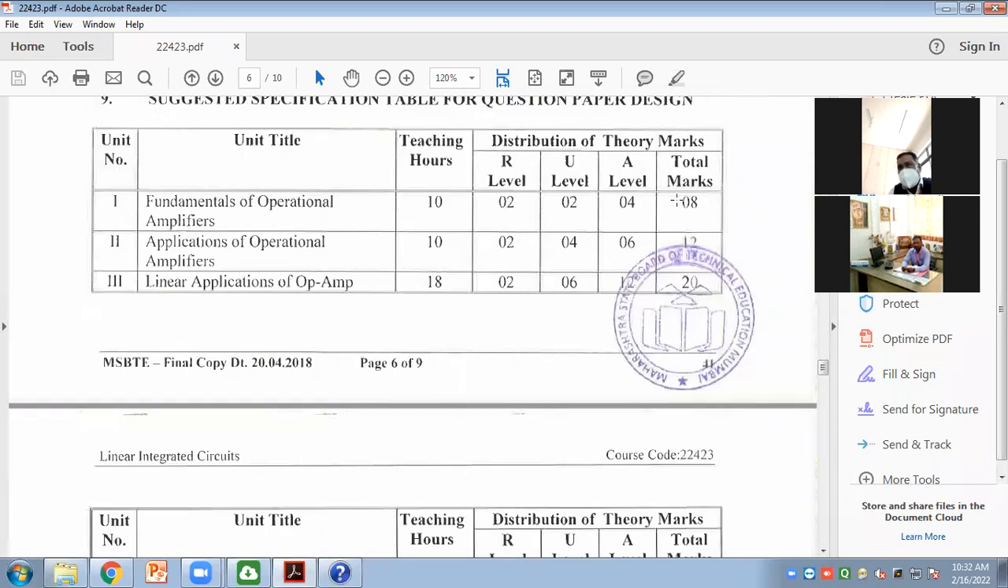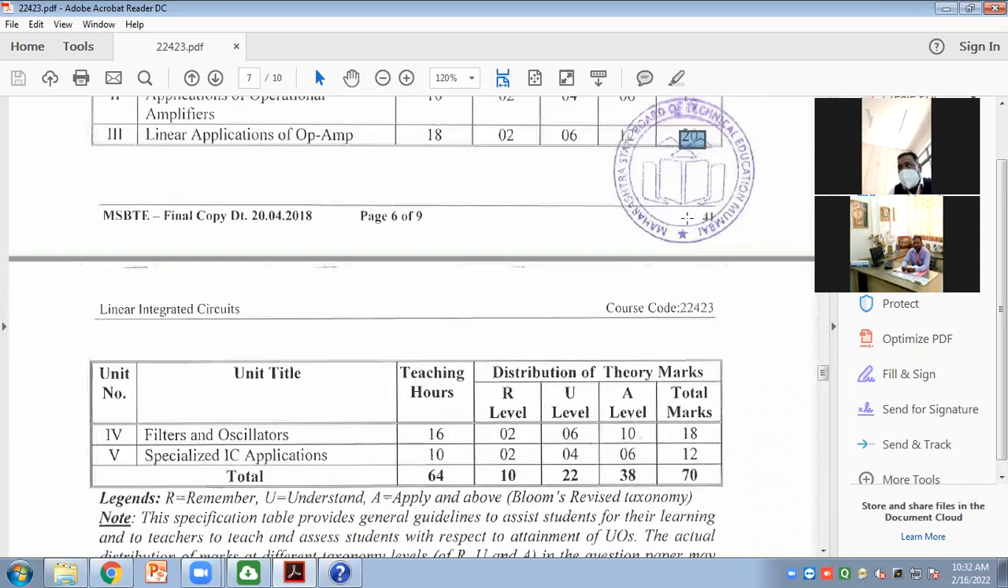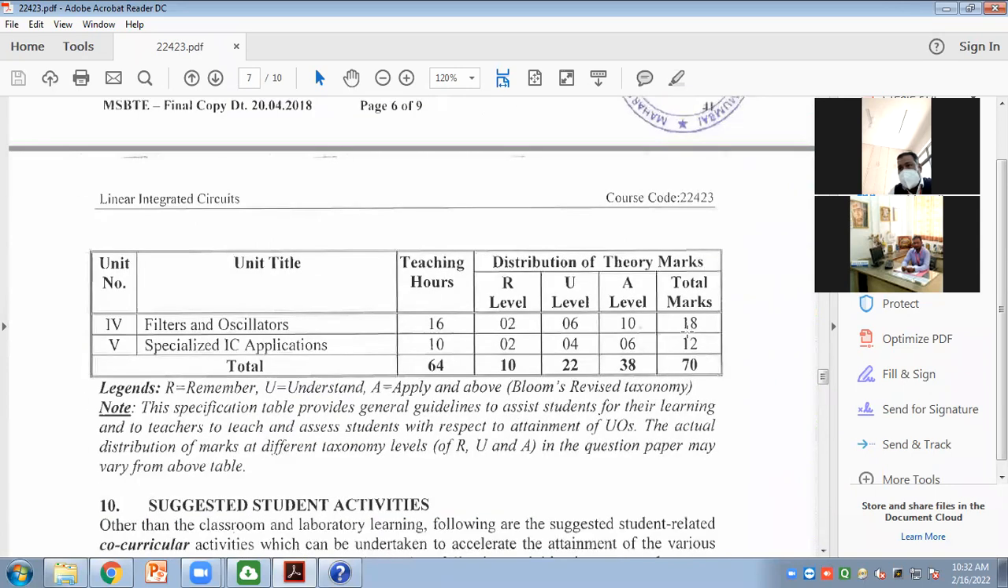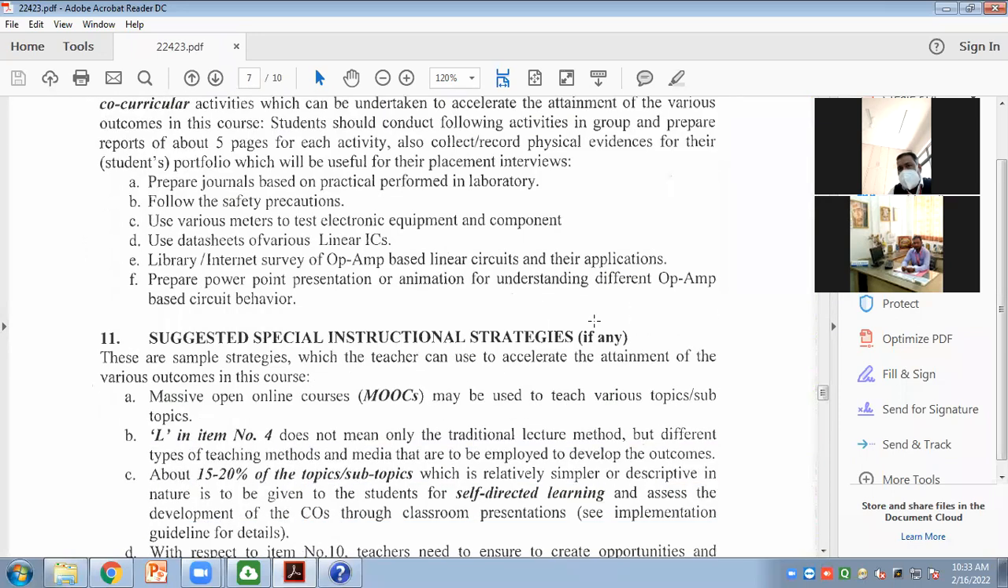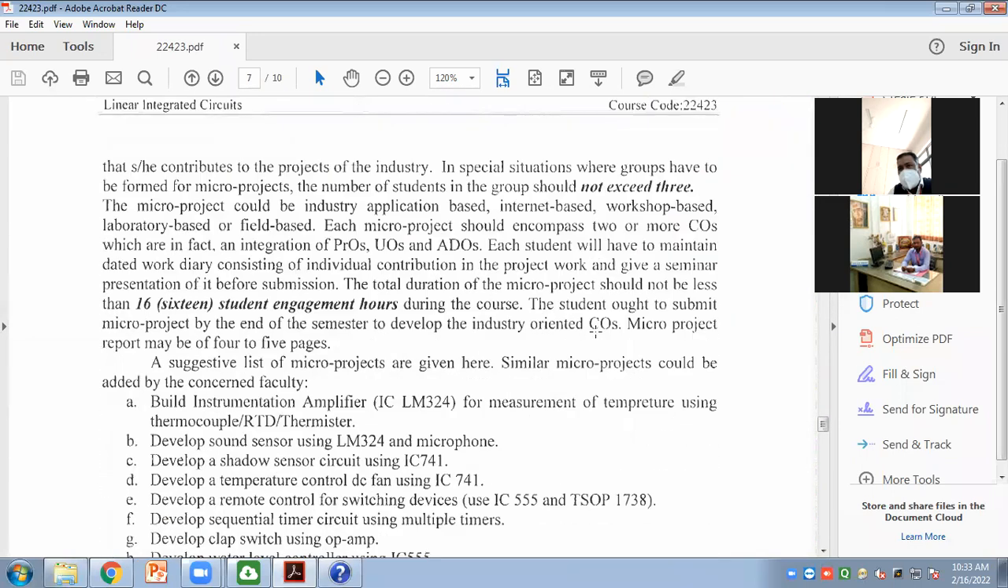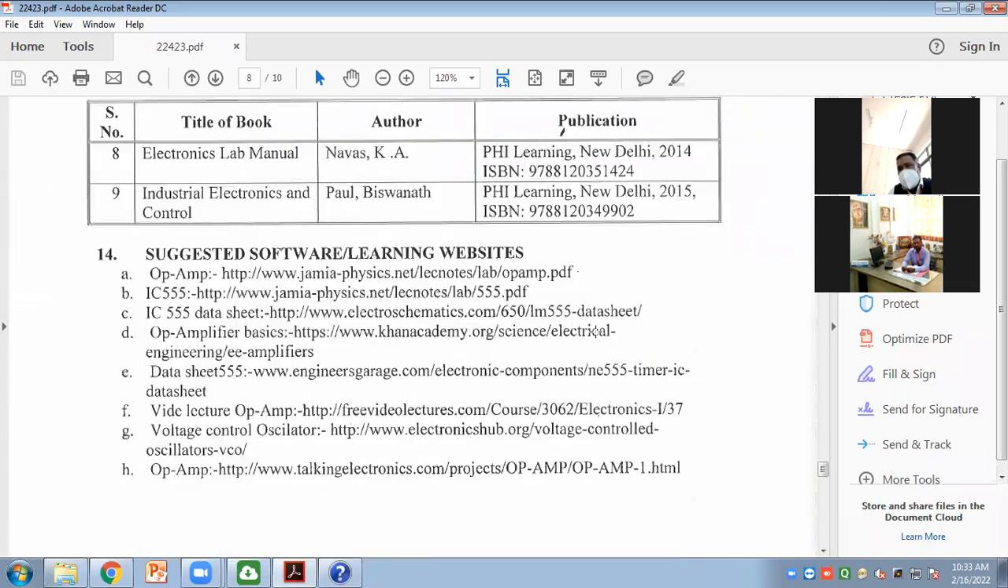Now this is the weightage for the individual units. The first unit covers 8 marks, the second unit covers 12 marks, the third unit, that is the linear applications, like zero crossing detector and everything, covers 12 marks. Then filters and oscillators cover 18 marks. Specialized IC covers 12 marks. So total marks are 70 and total teaching hours are 64. During 64 lectures, we are going to study the 70 mark syllabus, and these are the micro project topics that were already discussed in the last lecture.